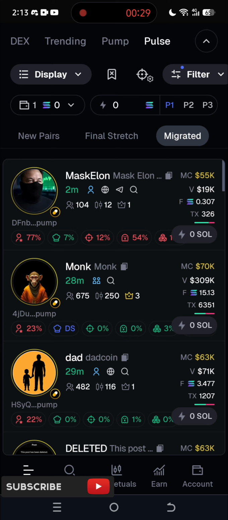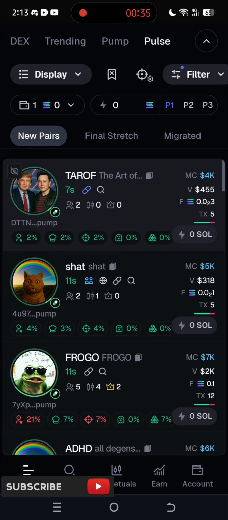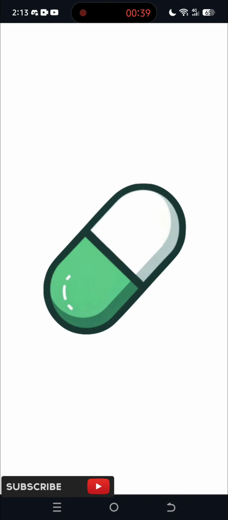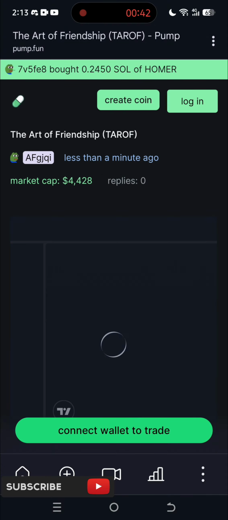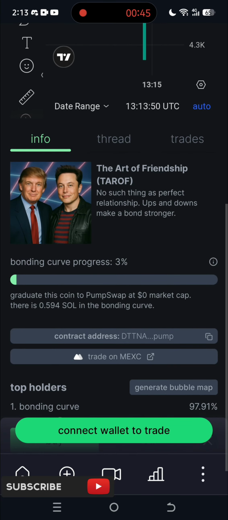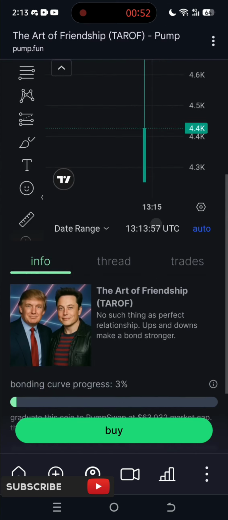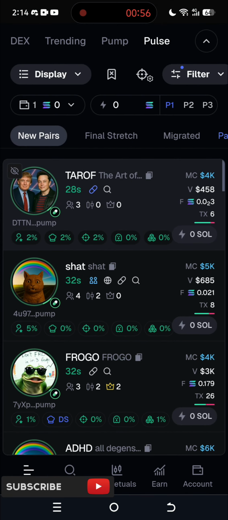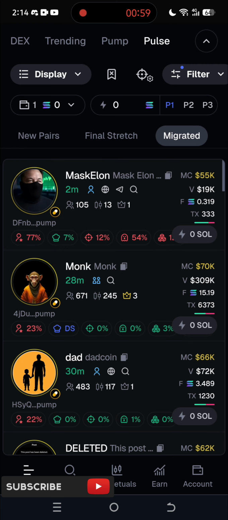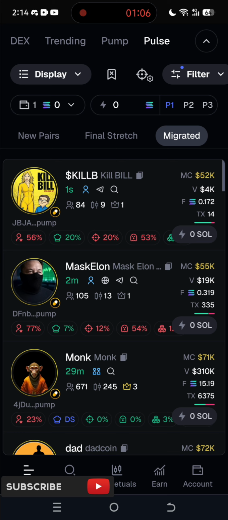So now what you are going to do here is observe, because we need to check the migration of today. What is the price of migration? The price of migration is about $63,000. So when a token reaches $63,000, it will migrate to PumpSwap. It leaves the Pump.fun platform and goes to the DEX for people to be able to trade it. So that is the meaning of migration.